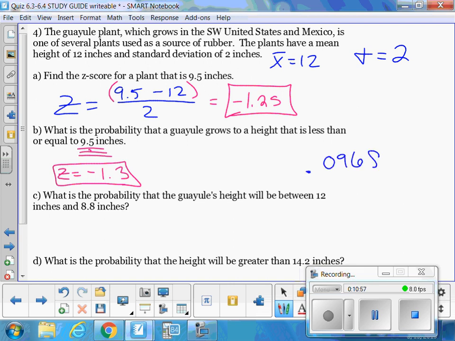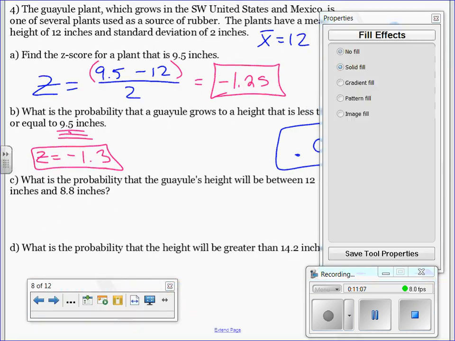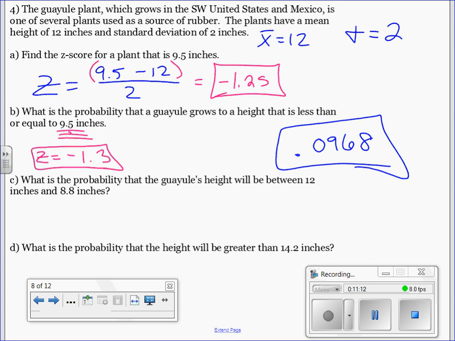0.0968. So just something to remember about this chart is it always gives the probability of being below a certain point. If you need to find the probability of being above or between, it's going to require different methods. I think that's where we're headed on part C and D. All right, part C. What's the probability that the height will be between 12 and 18?